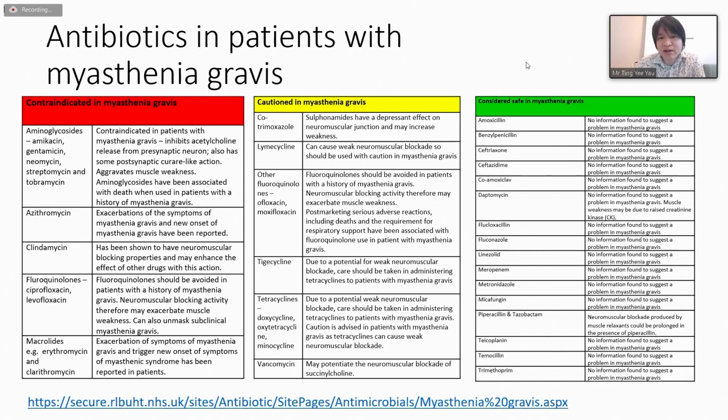They are not as strong a neurotransmission blockade, so they can be used, but they need to be monitored. That includes tigecycline or tetracycline. The ones in the green bar show a list of antibiotics that are considered to be safe to be used in myasthenia gravis. These are mainly the beta-lactam antibiotics.